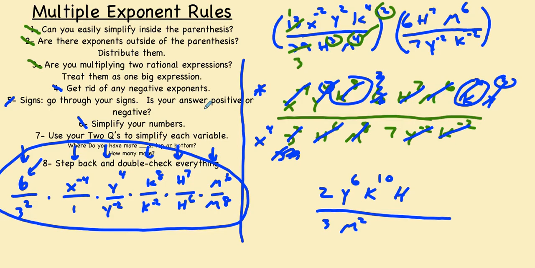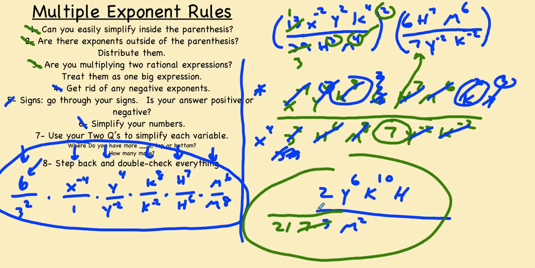So step 8, just step back, double check everything. And when I double check everything, notice I got this 7. That 7 came from up here, and I never did anything with that 7. So that 7 is going to come down here. So really, it's 7 times 3 is 21. So my final answer is going to be 2y to the 6th, k to the 10th, h over 21 m squared. So that's why number 8 is important, to step back and just double check things.